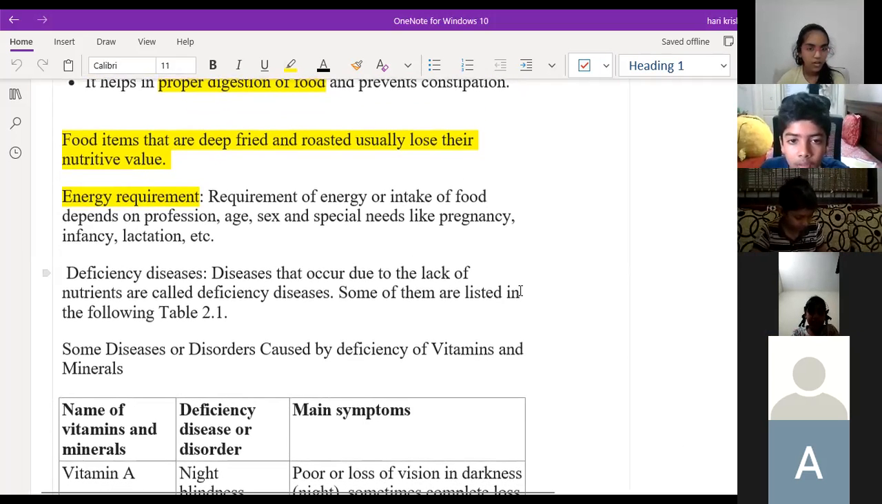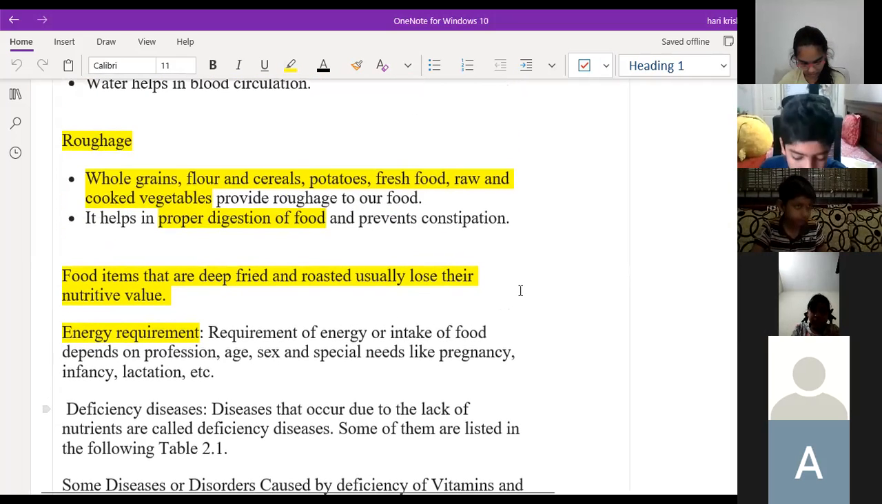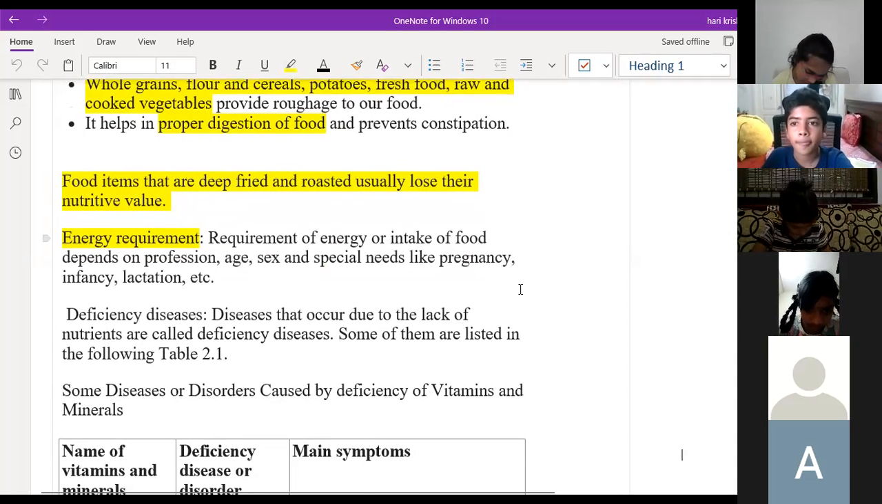We can hear you. So, this is the roughage, which will help in preventing constipation and the proper digestion of food. Clear? Yes, sir.